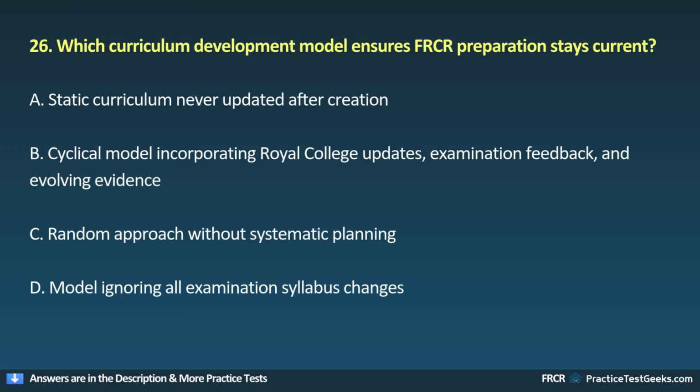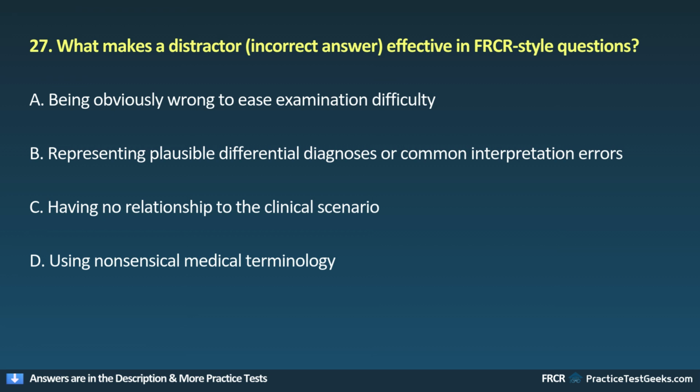26. Which curriculum development model ensures FRCR preparation stays current? A. Static curriculum never updated after creation. B. Cyclical model incorporating Royal College updates, examination feedback, and evolving evidence. C. Random approach without systematic planning. D. Model ignoring all examination syllabus changes.